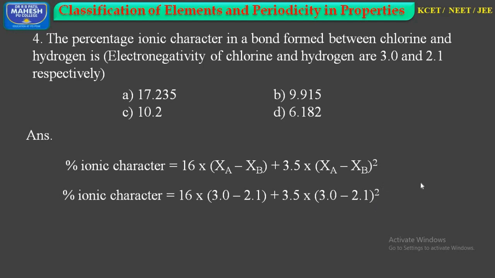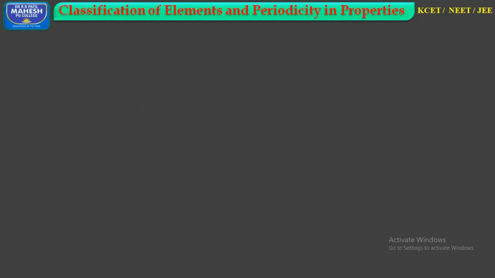So if we solve this, we get 16 into 0.9 plus 3.5 into 0.81. And finally, we get the answer as 17.235. With this, students, option A is the right answer for the percentage ionic character when a bond is formed between chlorine and hydrogen. Moving to the next question.